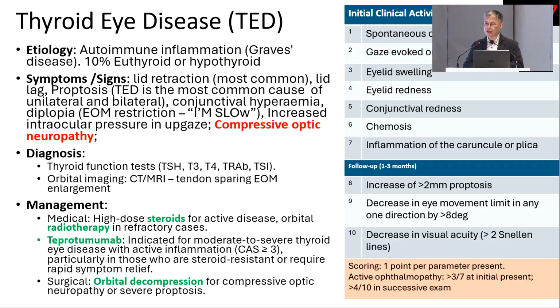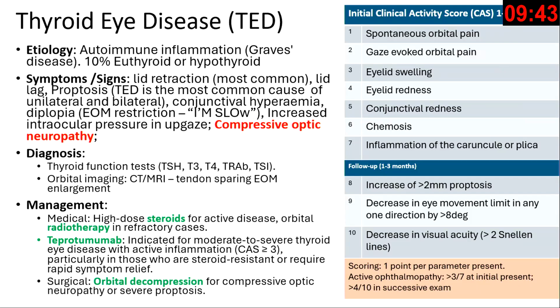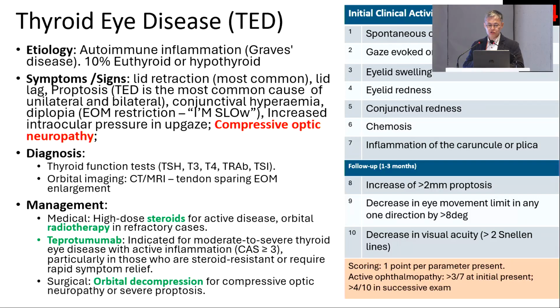Thyroid eye disease, and you can see a really nice write-up on this on iWiki written by our very own Rashmin Gandhi. Rashmi, I attributed it correctly, right? Yeah, he's looking modest over there, right? But we know that this comes with autoimmune thyroid disease, but 10% can be euthyroid or hypothyroid, and I put there in red, compressive optic neuropathy.